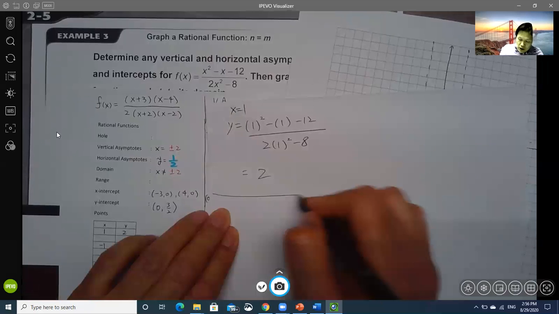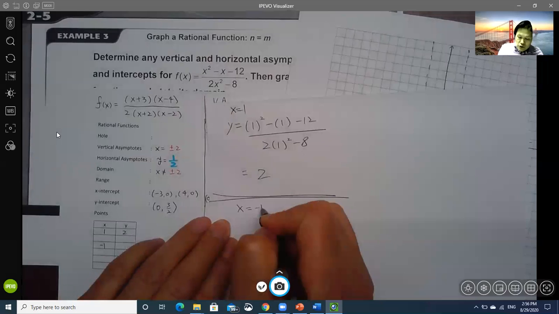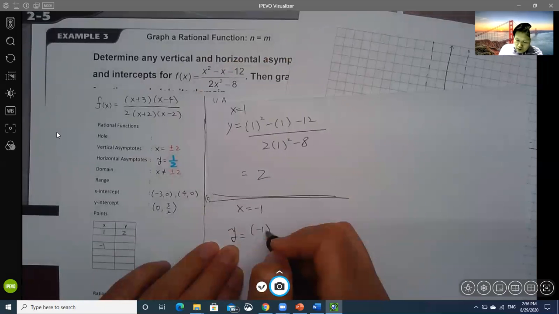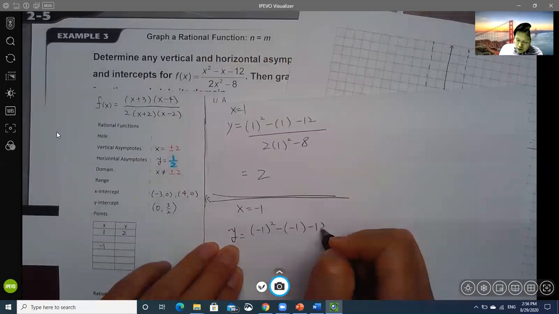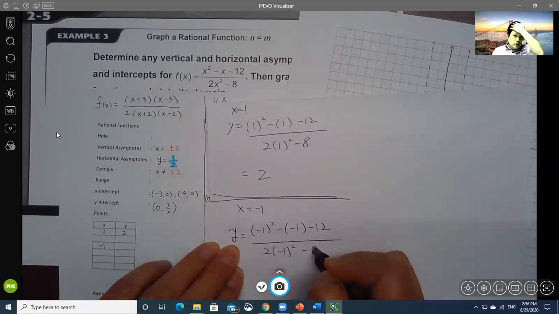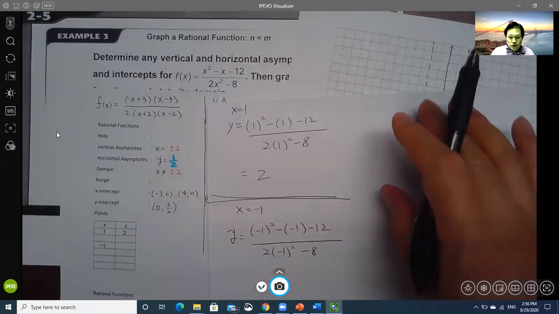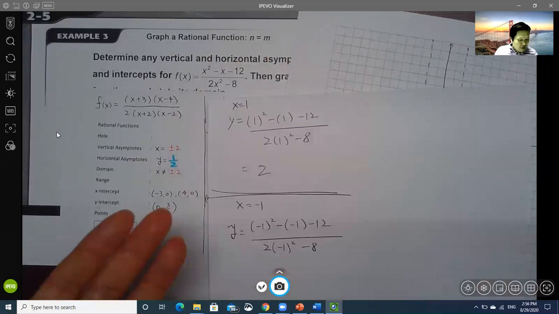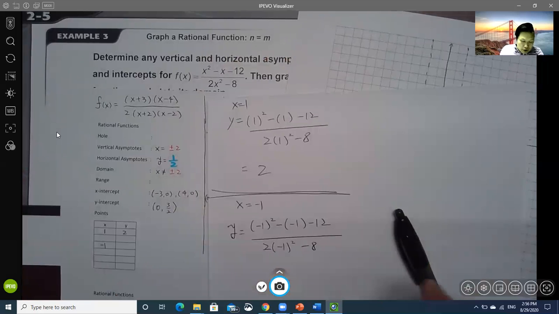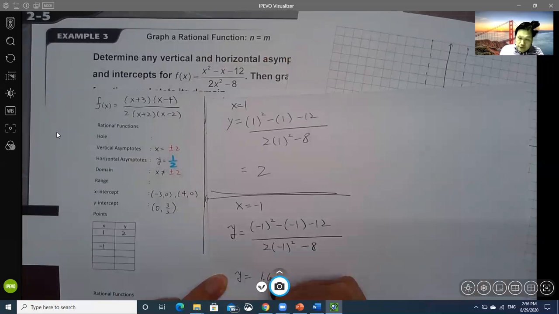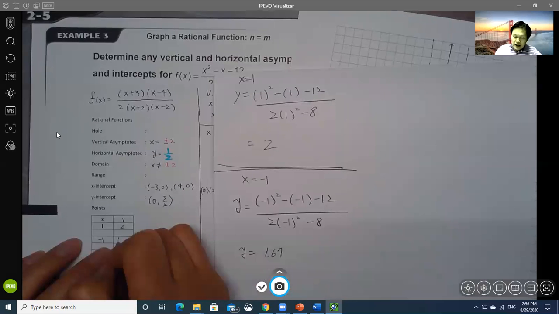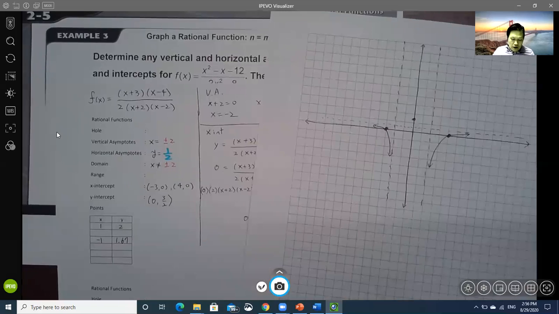You have to do that with -1. You might say, what do you mean? Plug x equal to -1 into the equation. So y equal to -1 squared minus -1 minus 12 all over 2 times -1 squared minus 8. I'll probably let you use just a calculator, not the graphing calculator. So you can just calculate things. You will get y equal to 1.67 in decimal. So you got 1.67. Let's plot them and see if you can get some idea.